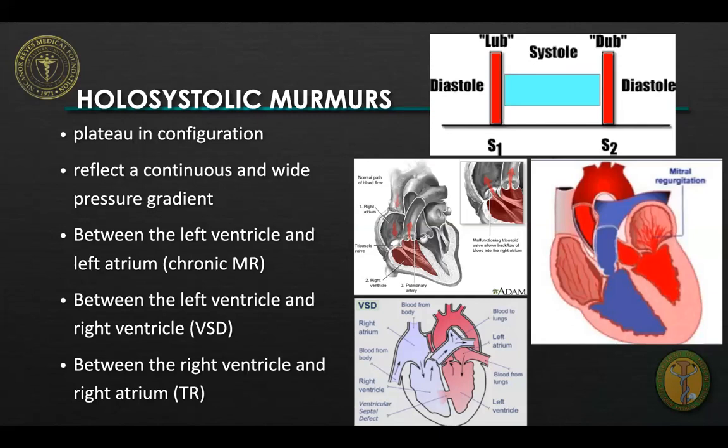Holosystolic murmurs have a plateau configuration. It reflects a continuous and wide pressure gradient between the left ventricle and left atrium for chronic mitral regurgitation, between the left ventricle and the right ventricle for ventricular septal defect, or between the right ventricle and the right atrium for tricuspid regurgitation. So these are the different types of holosystolic murmurs.